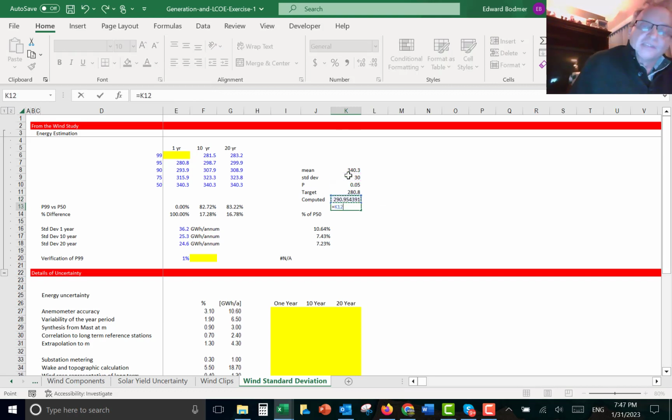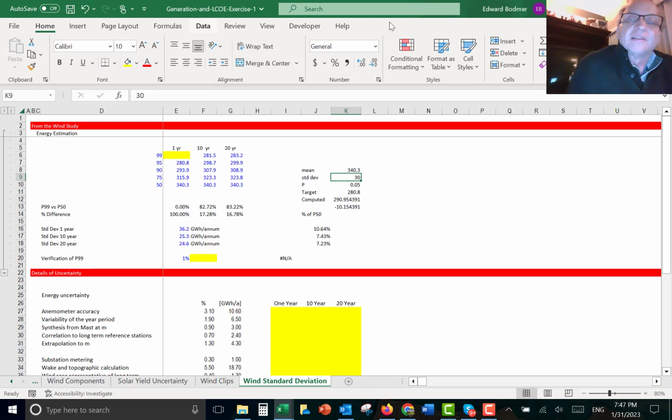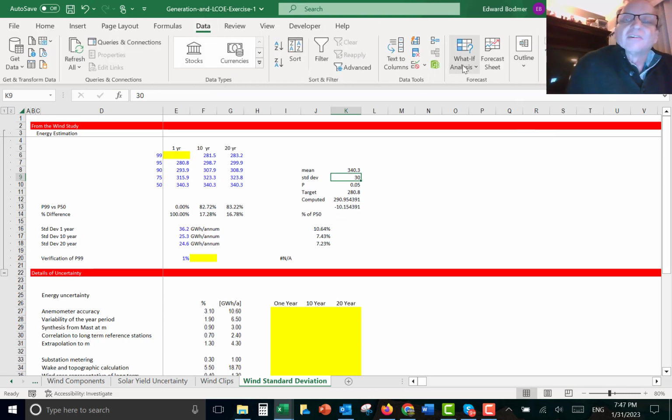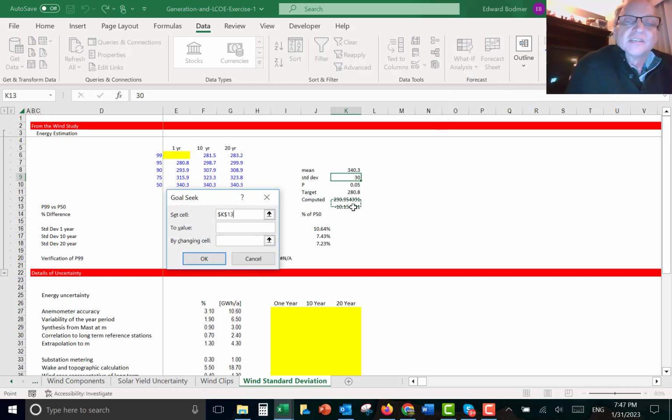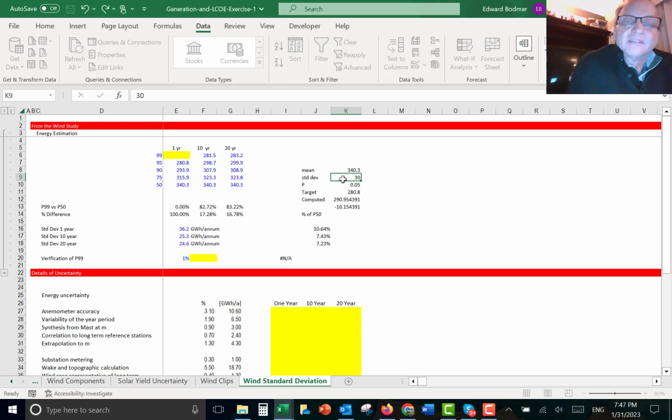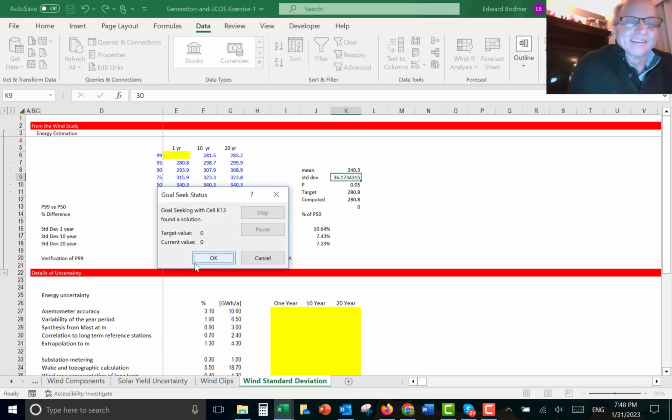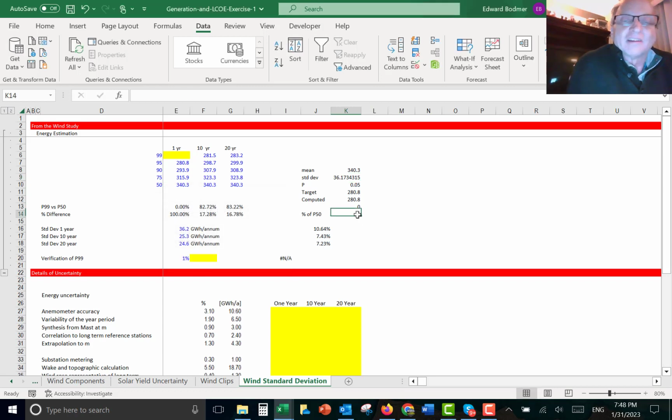We take the difference between what we computed and what we calculated, and notice I just threw a number in here. You go to the data, then What-If Analysis and Goal Seek, and you set the difference to a value of 0 by changing the standard deviation. Goal Seek's just wonderful. It really is. I try to do it by hand and all that, and it gets kind of painful.